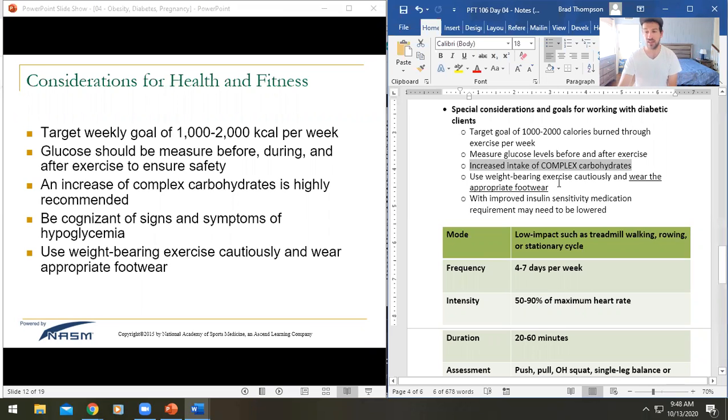Use weight-bearing exercises cautiously, and wear appropriate footwear. So this is kind of an interesting one. A lot of times you hear me talk about how good weight-bearing exercise is for your clients. And again, it is because it does burn a lot of calories, but we do need to be cautious with our diabetic clients because if you get a bruise or a cut or something like that and you have a neuropathy, you might not know it. And if you don't know it, it can get infected. If it gets infected, that's very, very, very dangerous.